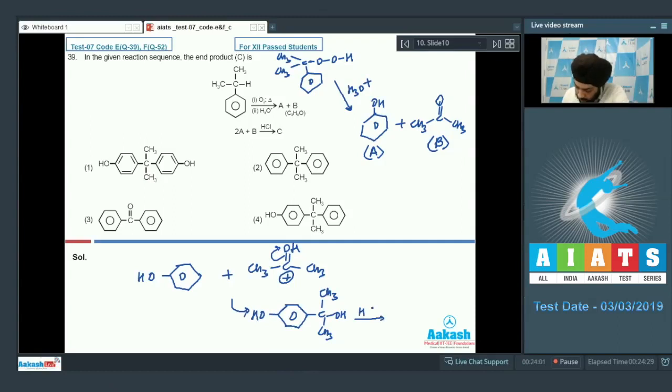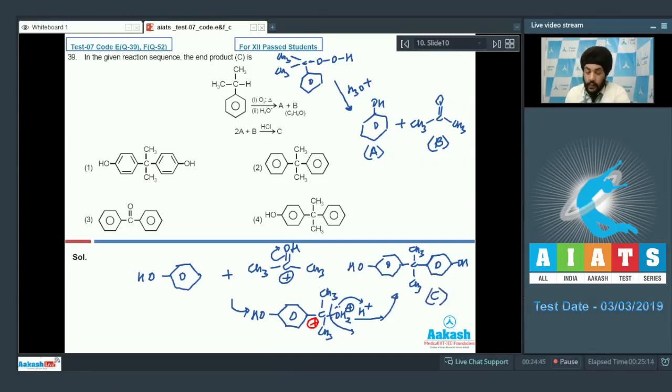Now further, the OH group will attack another H plus from HCl, which will convert this OH into OH2 positive and make it leave. So carbocation will be generated at this position, and it will add to the para position of another phenol molecule. So we're going to have the formation of this structure, which is the major product C, which is formed in this reaction. So students, for this question we have to select the first option as the correct answer.